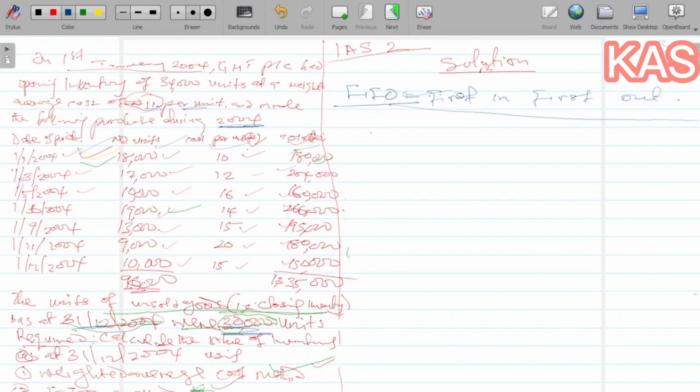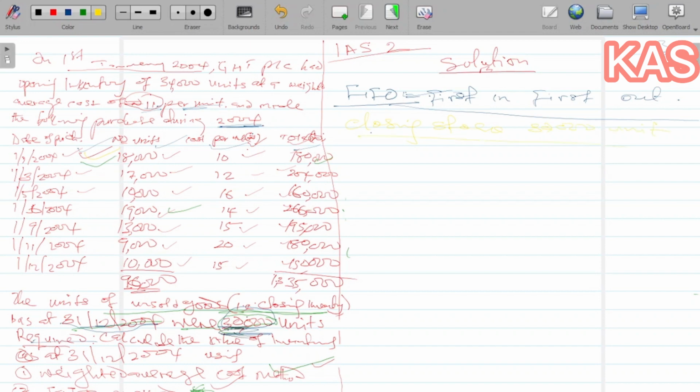So now we are going to look at this. When you look at the closing inventory, the question says the unit of unsold goods, that is closing inventory as at 31st December 2004, is 30,000 units. So this 30,000 unit, what will happen to it? The 30,000 units are our closing stock.